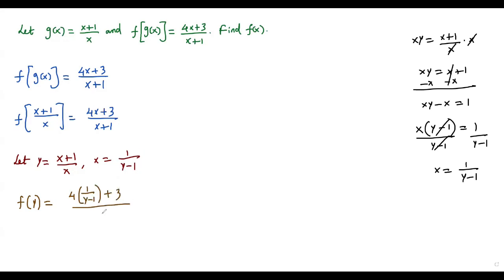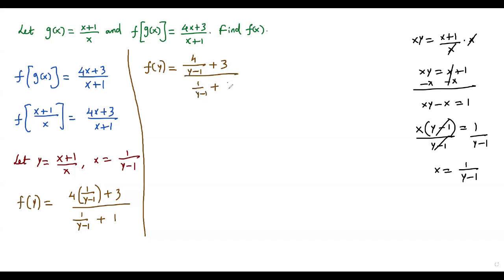Positive 3 over, for this x also we have to plug in this 1 over y negative 1, positive 1. Okay, let me continue here. f of y equals, so now what we can do is multiply this 4 and 1 over y negative 1. For that we have to multiply this 4 and the numerator 1. Then I'm getting 4 over y negative 1 positive 3 divided by 1 over y negative 1 positive 1.